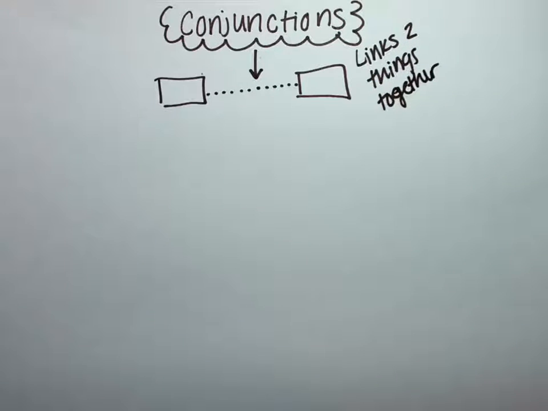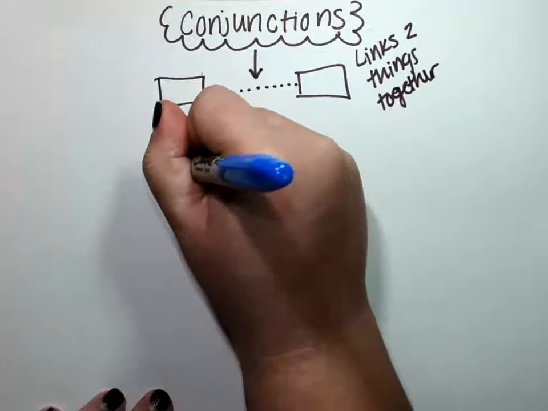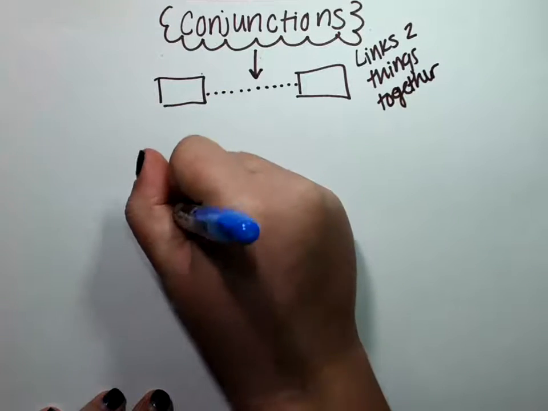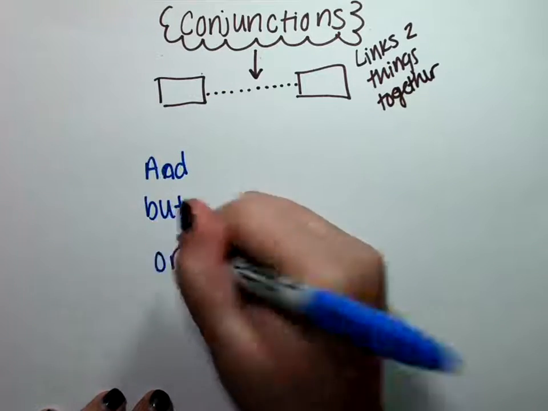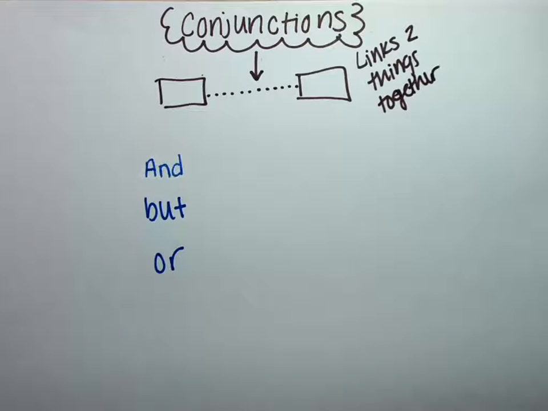So like I said, a conjunction just links two things together. There are only 3 conjunctions that I want to teach you today. Those conjunctions are and, but, and or. So we've got and, but, and or. All right, so let's talk about what these conjunctions are in French.